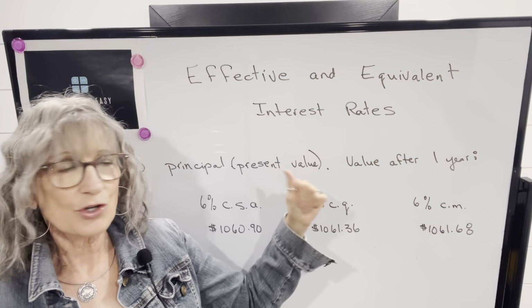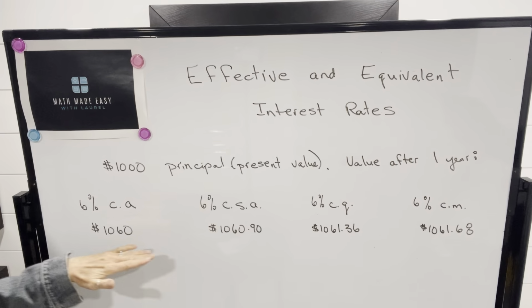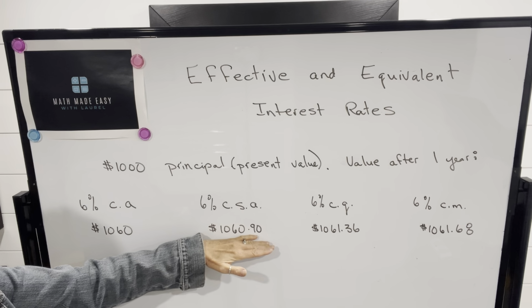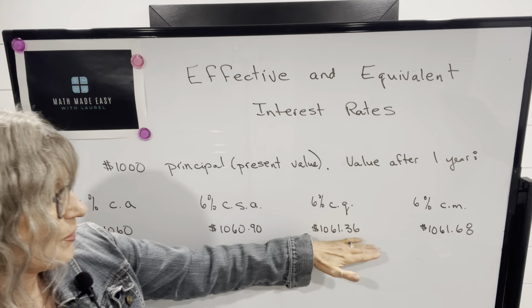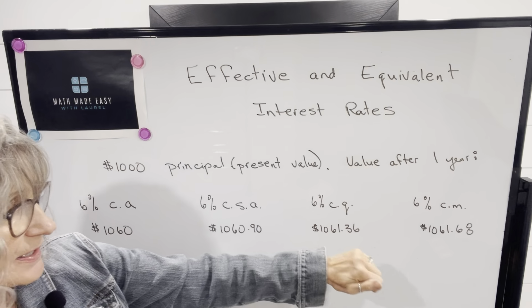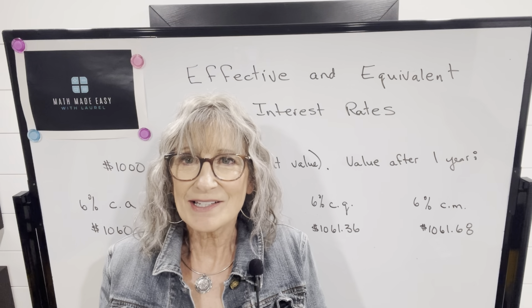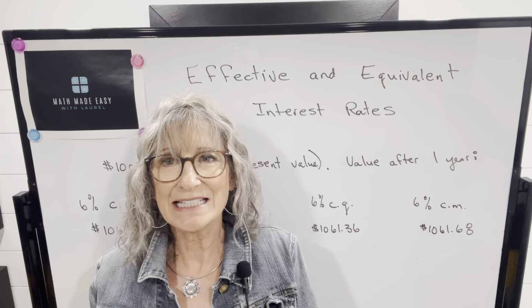Specifically, that $1,000 after a year would be equal to $1,060 in this account, $1,060.90, $1,061.36, and $1,061.68. So although it looks like the interest rate's the same, it certainly isn't.